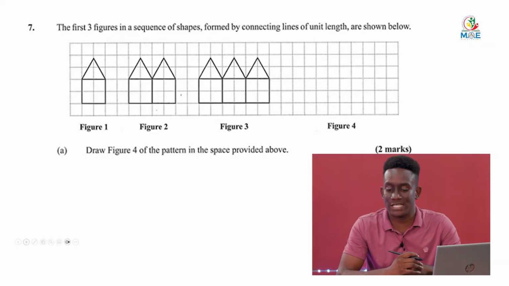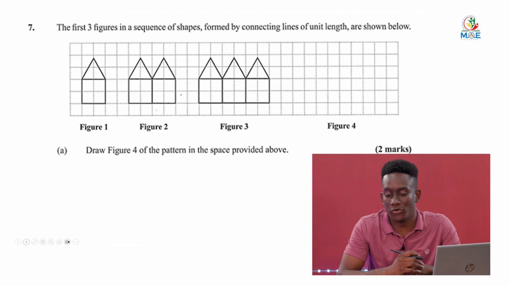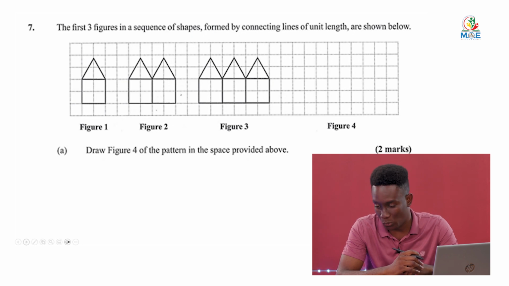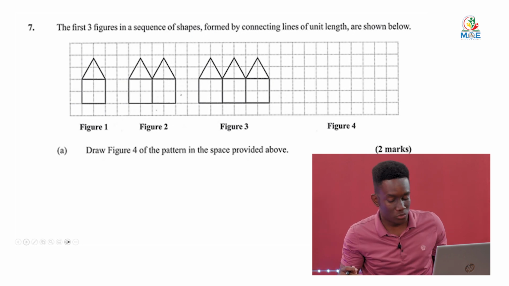So this question says, the first three figures in the sequence of shapes formed by connecting lines of unit lengths are shown below. Figure 1, Figure 2, Figure 3, and then Figure 4. So draw Figure 4 of the pattern in the space provided below. So we have to do some drawing.